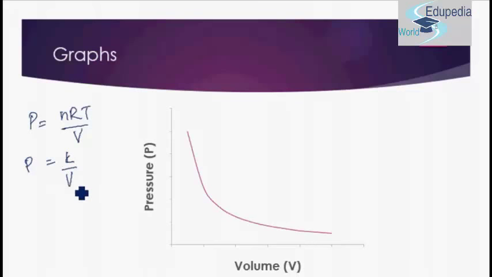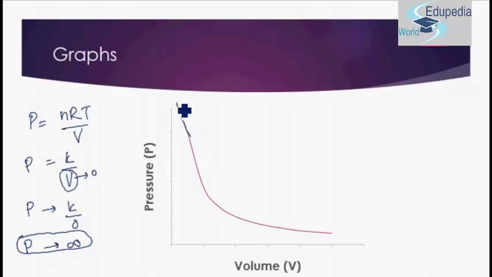So let's say my volume tends to 0. That means pressure tends to K by 0. Okay, if volume V tends to 0, then P tends to K by 0. And what is 1 by 0? Yeah, you can say it is not defined, or it is said to be very very high, that is, it tends to infinity. Pressure tends to infinity. So as volume decreases, or as it tends to 0, pressure tends to very very high values.